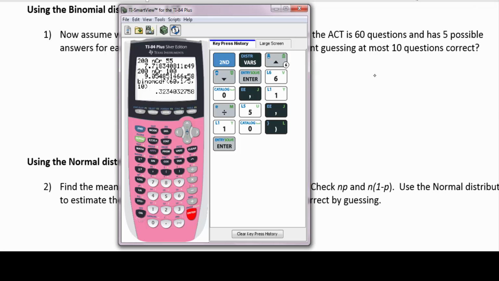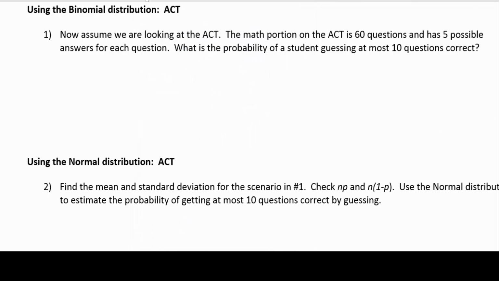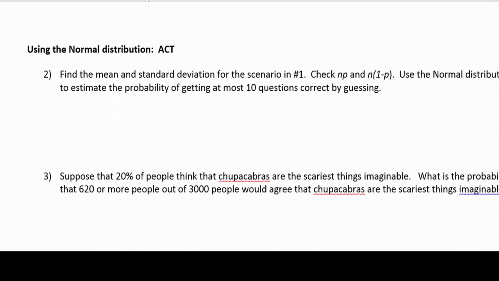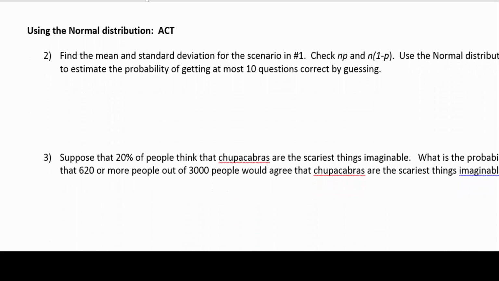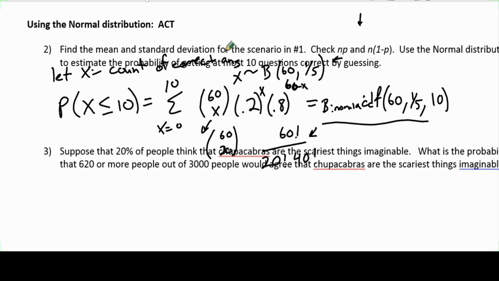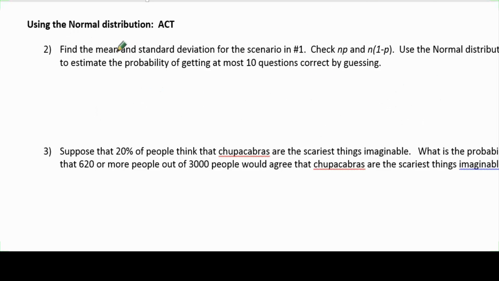Okay, so now while this is not a big problem, we could run into big issues, especially if our calculator runs out on us. So what in the world do you do if we don't have the calculator? We can also use a normal distribution. One thing that you need to do is check to make sure that you can use the normal distribution. We have to make sure that n times p is greater than or equal to 10, and then n times q, or 1 minus p, is greater than or equal to 10. So we need to make sure we have at least 10 successes and 10 failures.